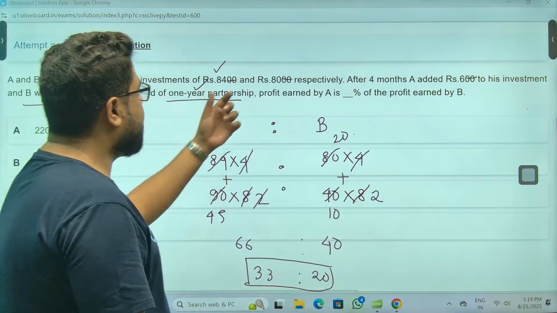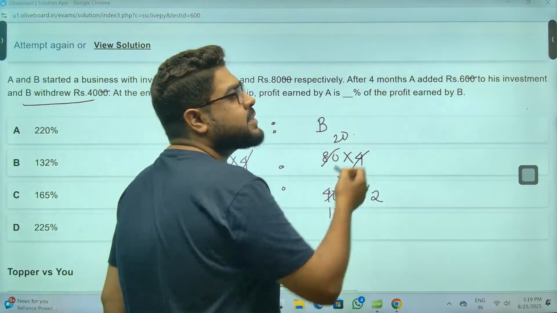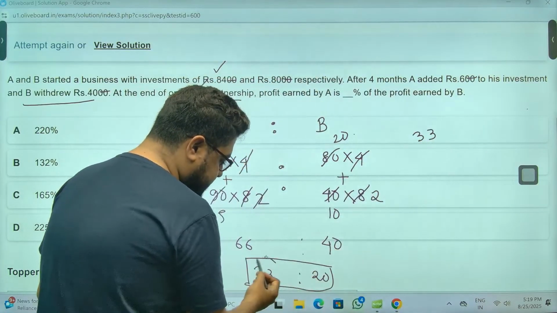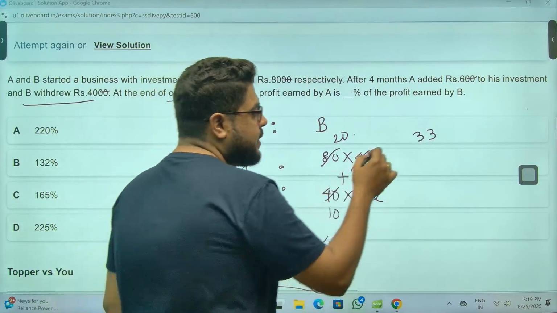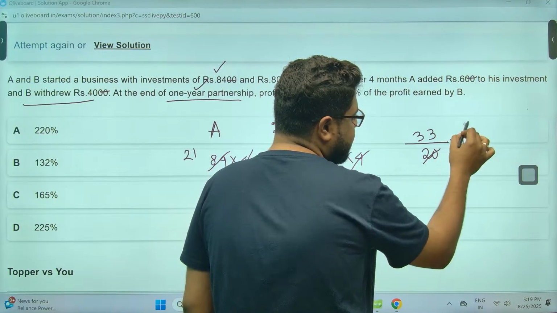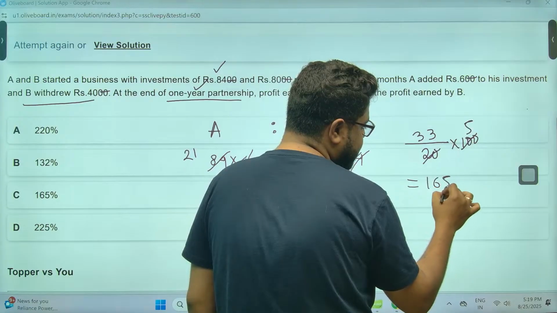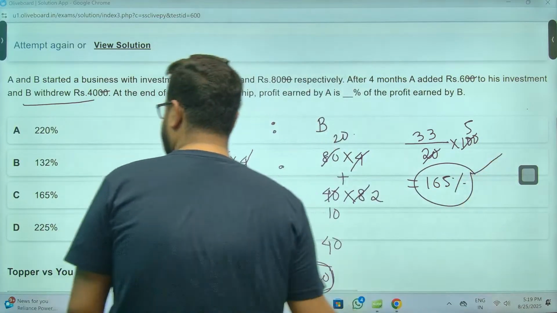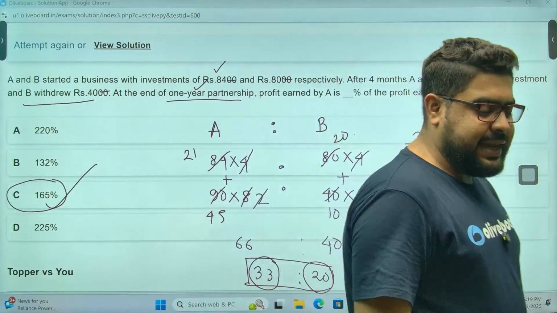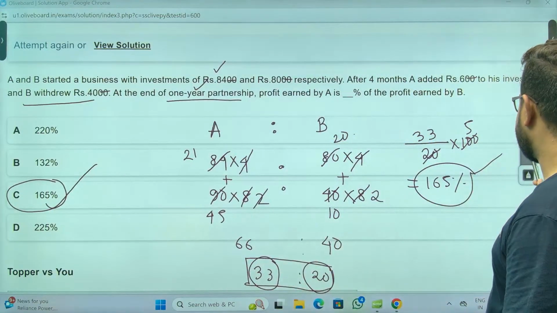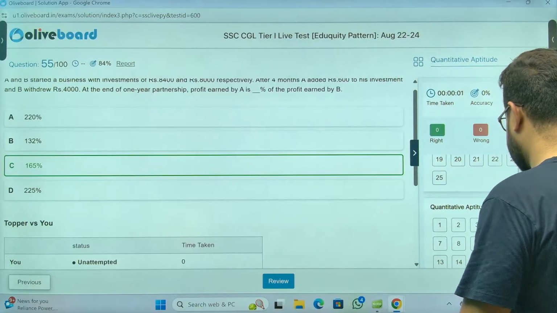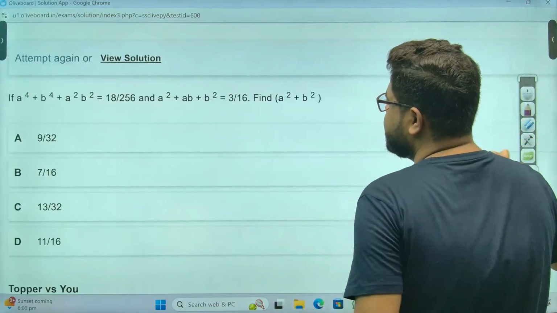They are asking the profit earned by A is what percentage of that of B. So they are asking A's profit, 33, is what percentage of 20? It is 33 by 20 into 100, sir. That is 165%. Option C is the answer, sir. Option C is most definitely your correct answer. Very, very simple question, right? Next one, sir, algebra.